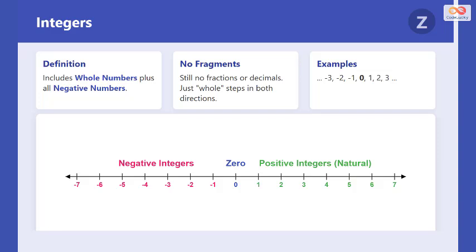Now we expand our view to integers, denoted by the symbol Z. Integers include all the whole numbers, but they also include their negative counterparts. If you look at the number line, integers go infinitely in both the positive and negative directions. However, like the previous sets, integers still do not include fractions or decimals.